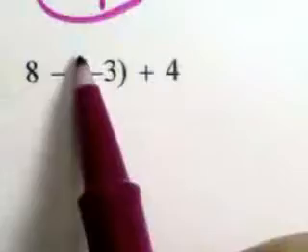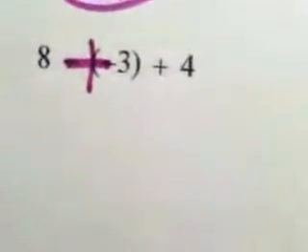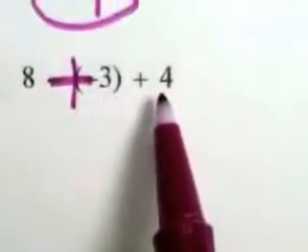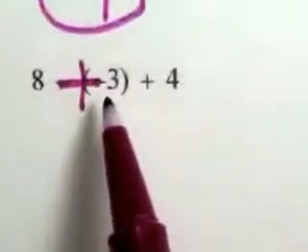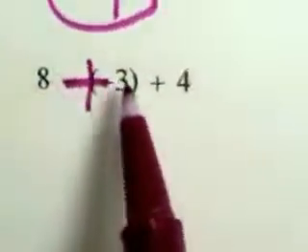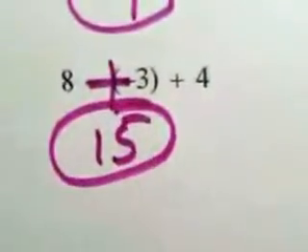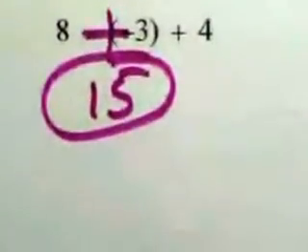Next one, I have a double negative, so I'll make that a big plus. And if you look, that's a positive, that's a positive, and that's a positive. They're all positives, so I'll just add them up. So let's see, 8 and 3 is 11. 11 and 4 is 15. Positive 15.